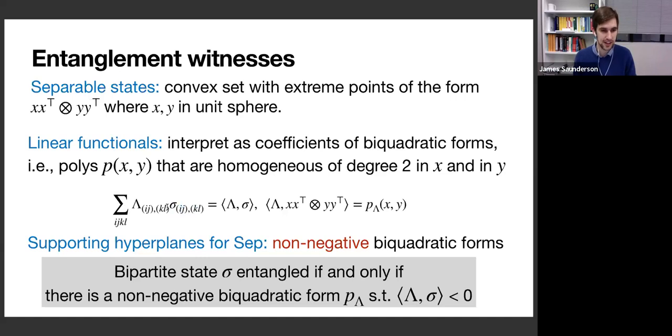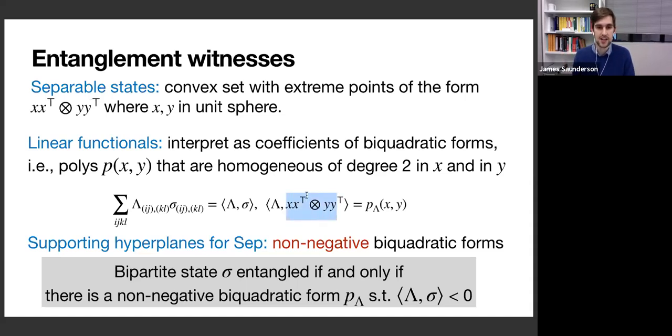So what does a linear functional look like? It's some linear combination of the entries of this density matrix. But because of the symmetry in this density matrix, you can interpret such a linear functional as the coefficients of a particular kind of polynomial with a particular symmetry structure: a biquadratic form. What is a biquadratic form? It's a homogeneous polynomial of degree 4 that's homogeneous of degree 2 in the x variables and homogeneous of degree 2 in another set of variables. You can see that structure here.